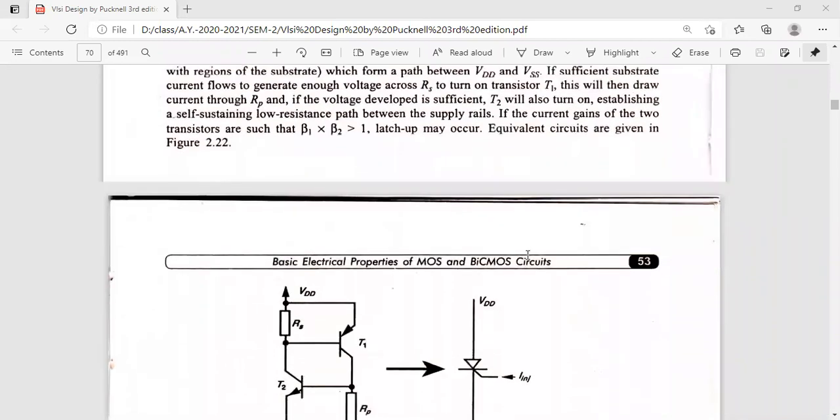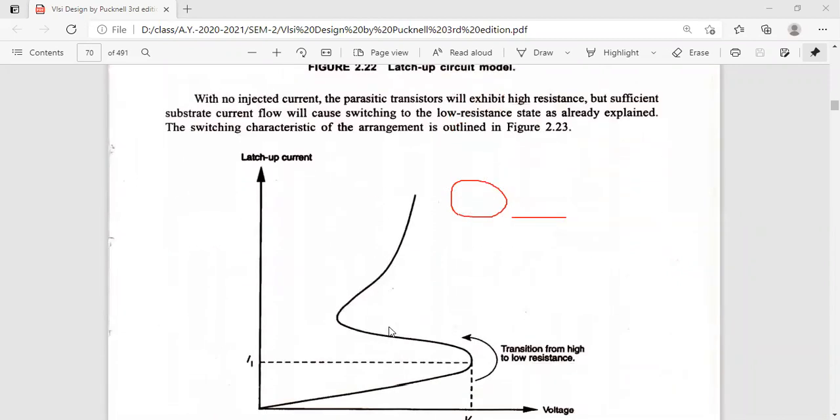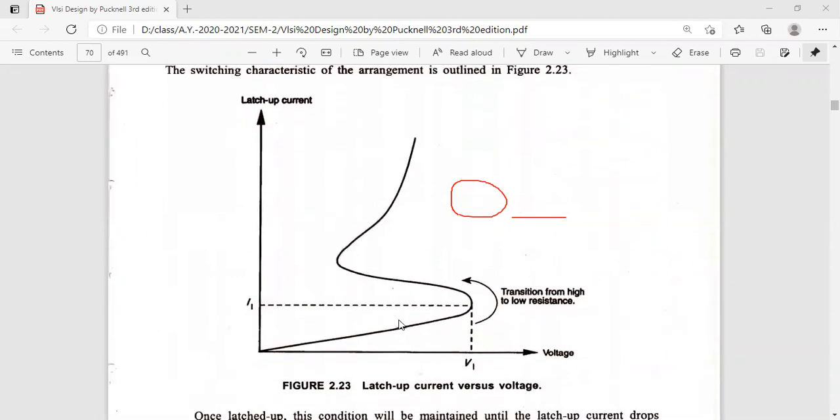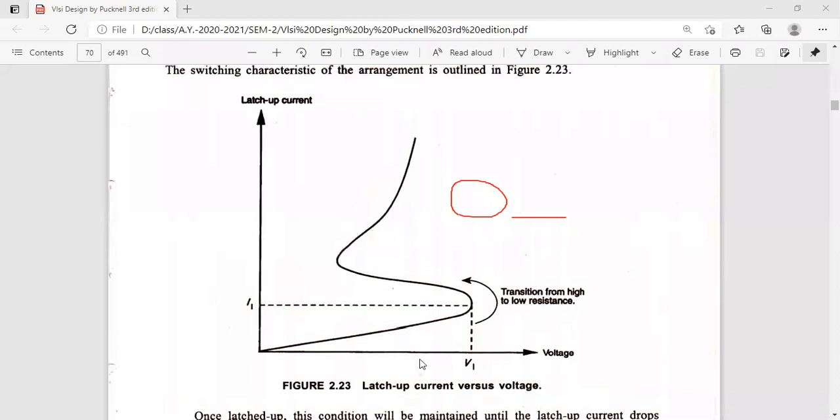In a structure, this is correspondingly drawn as a circuit separately like this, right? Place some amount of resistances like this, and finally this total circuit model is created like this, having some diode with some current source. So the total latch up circuit, voltage versus latch up current. See the characteristics of voltage and latch up current. Its characteristics will be like this.